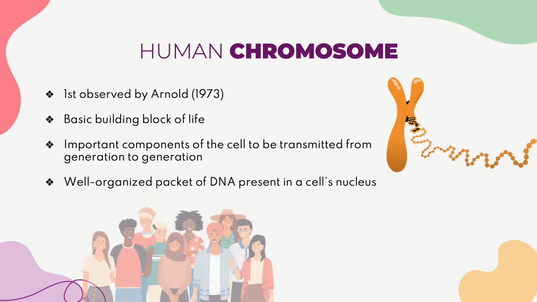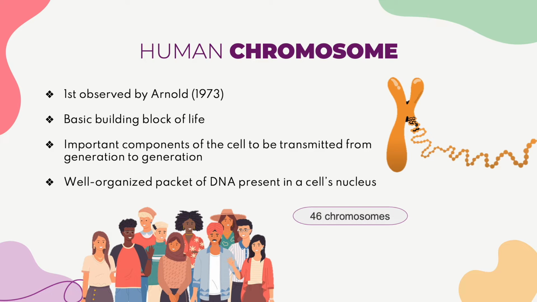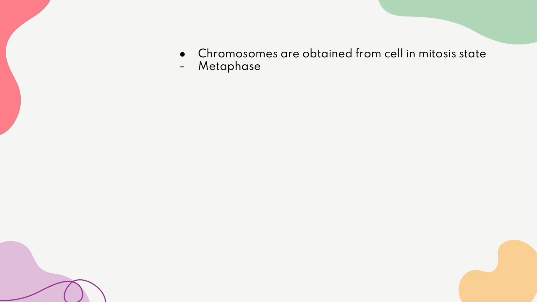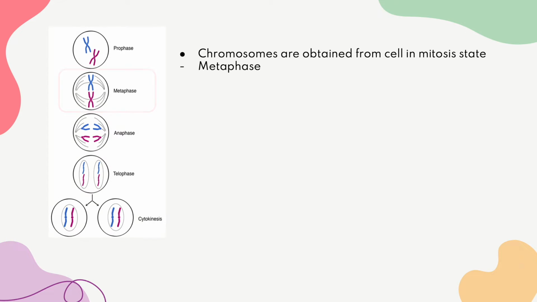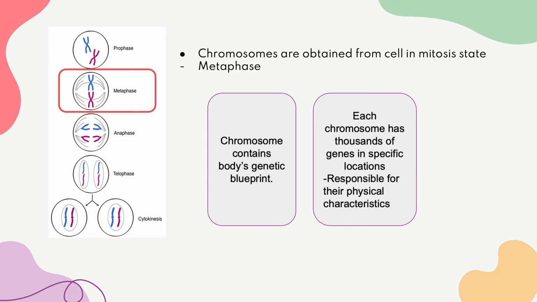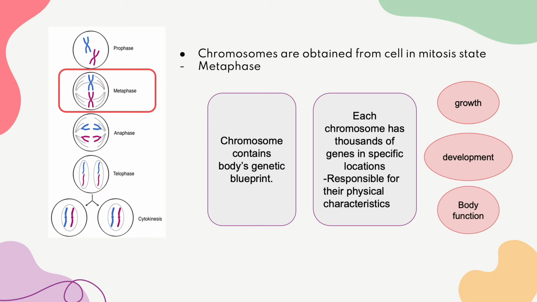Humans have 46 chromosomes, present as 23 pairs: 22 pairs of autosomes and 1 pair of sex chromosomes, which is XX for female and XY for male. Usually, the chromosomes are obtained from the cell in mitosis state, typically metaphase. The chromosome contains the body's genetic blueprint, and each chromosome has thousands of genes in specific locations which are responsible for a person's inherited physical characteristics from parents, growth, development, and body function.